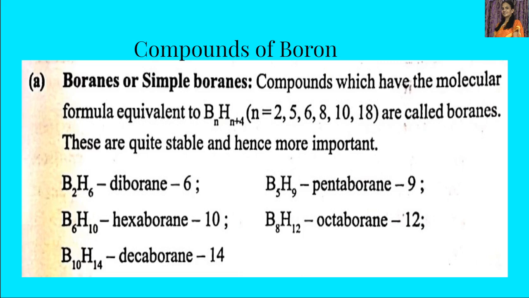So here this is known as diborane, this is pentaborane, here hexaborane, 8 stands for octaborane, this is 10, decaborane. And this number indicates the number of hydrogens present in that particular borane. So diborane 6, this is hexaborane 10, decaborane 14, this one pentaborane 9, and this one is octaborane 12. These are the numbers which indicate the number of hydrogen atoms present in that particular borane.